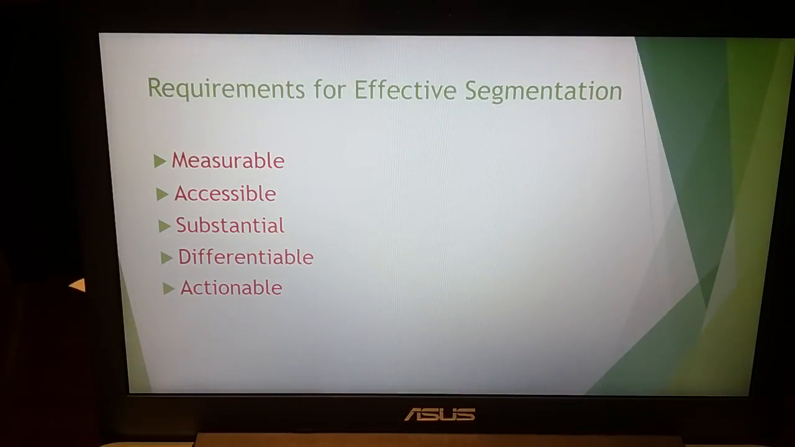So this whole idea of requirements for effective segmentation: measurable, are there enough people out there? Can you find them? Is it substantial enough to warrant putting money in to look for them? Differentiable, in terms of, is there a difference?